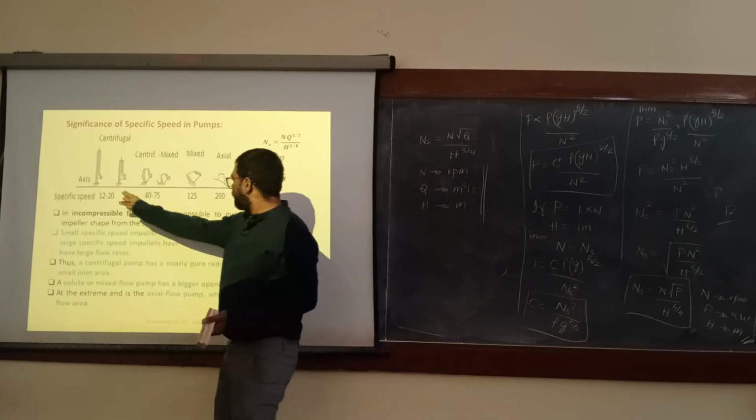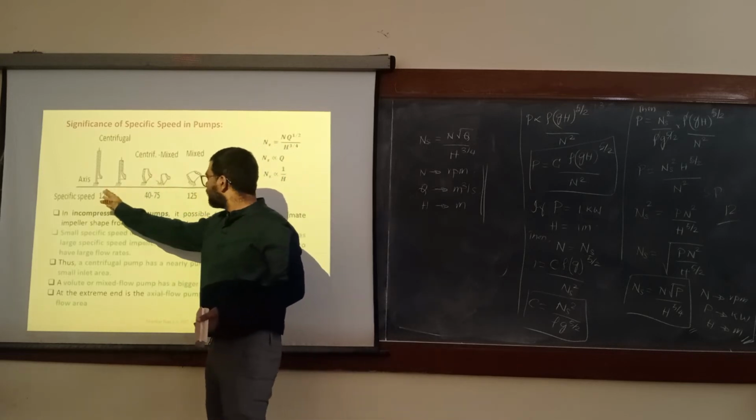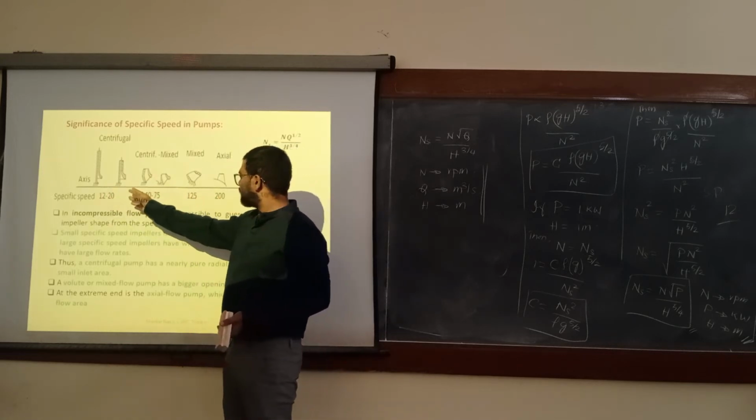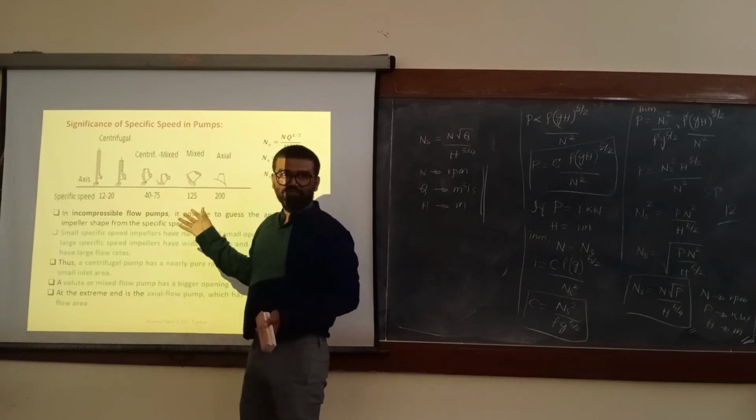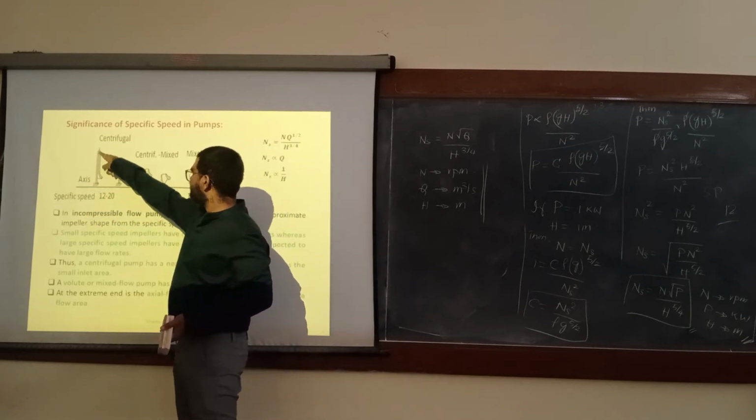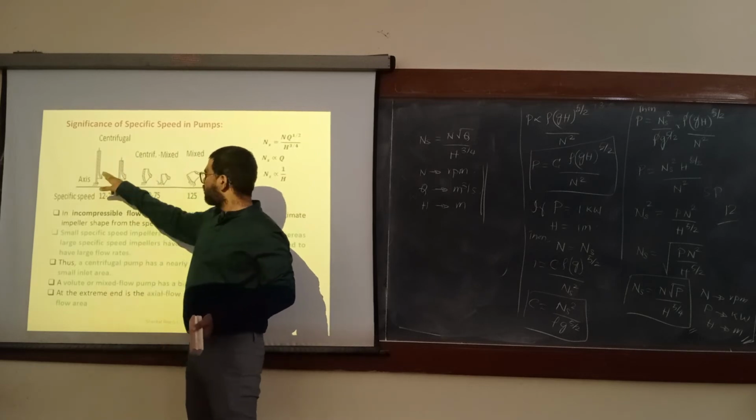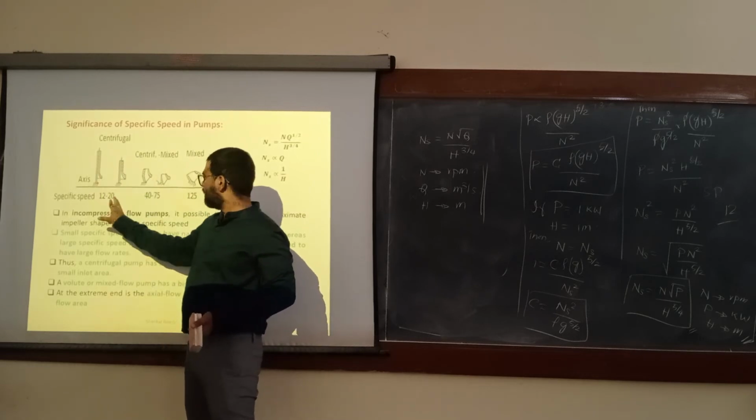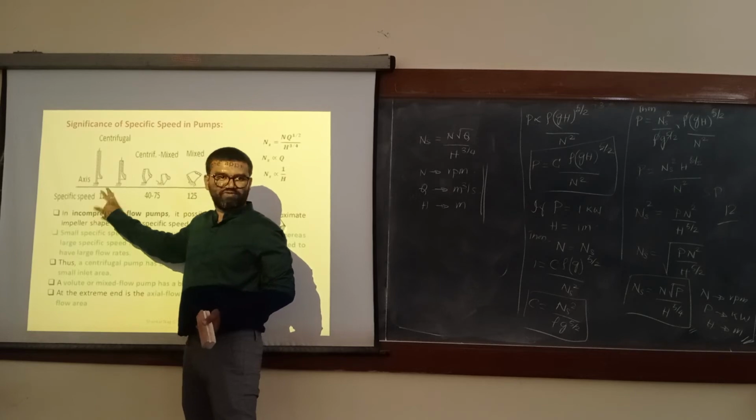So you can see here in the figure we have shown different shapes of the impellers for pumps. This is the centrifugal pump. You can see here, this has a narrow opening, so it produces less discharge. That's why we have a low specific speed.